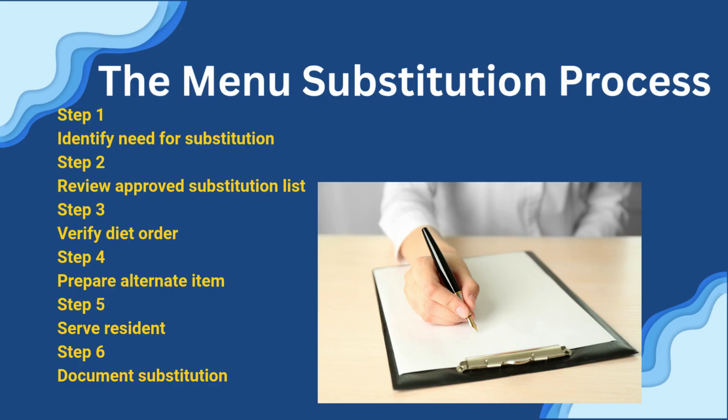Any recurring shortages or substitution issues should be reported to the food service manager for follow-up and inventory planning. Following a consistent process helps ensure substitutions are handled safely and correctly every time.